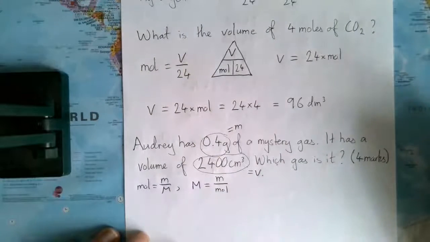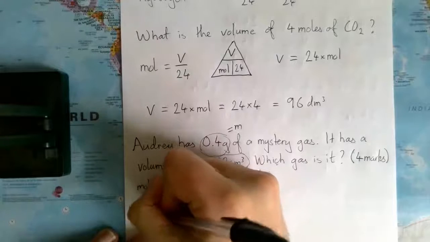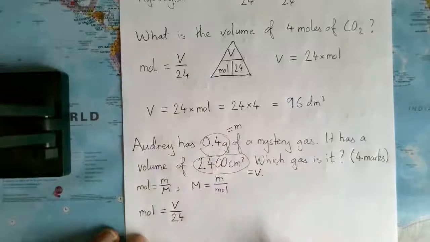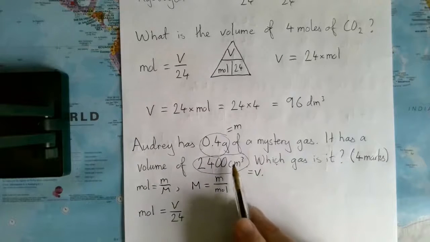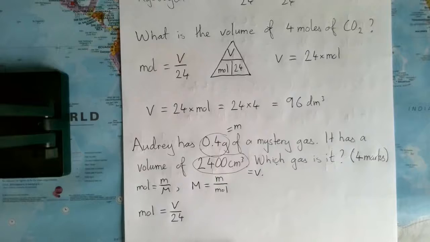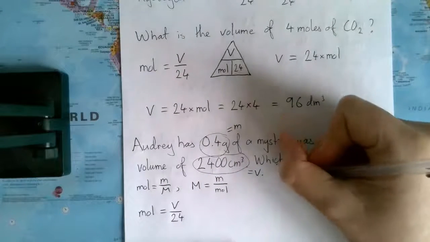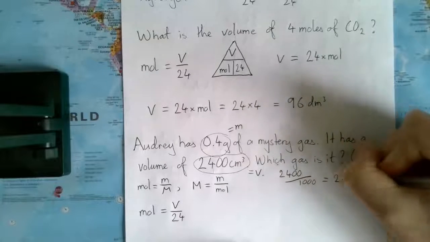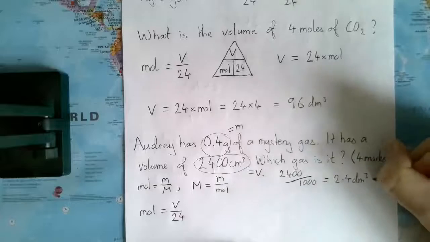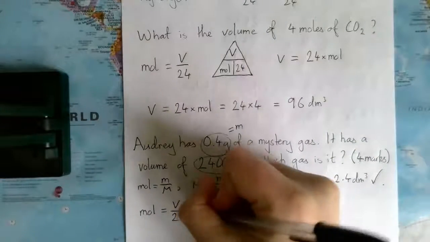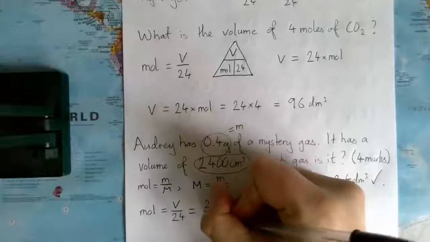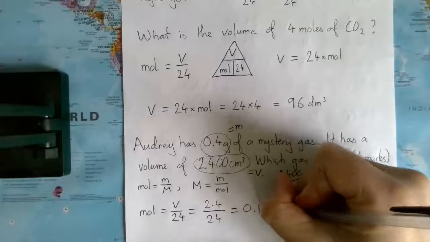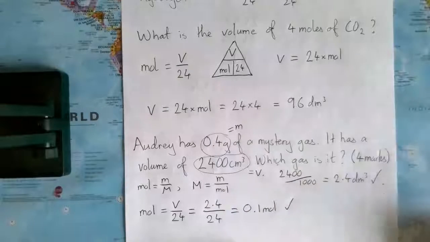a sample volume. We know from the work we've just done in this video, the number of moles is the volume over 24. However, we've been given it in centimeters cubed, so we're going to need to divide by 1000. 2,400 divided by 1000, this is 2.4 decimeters cubed. So that is your first mark. Now, try plugging it into the equation. 2.4 divided by 24 is 0.1 moles. That gives you the second mark.